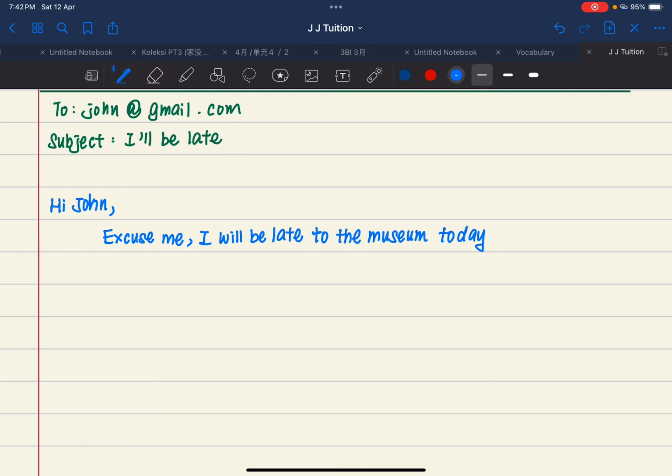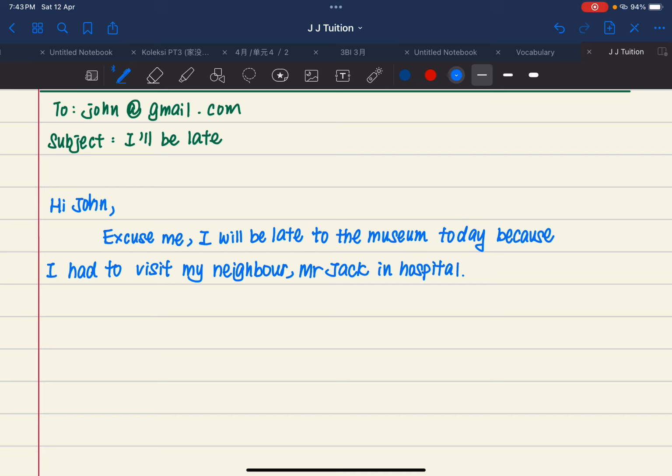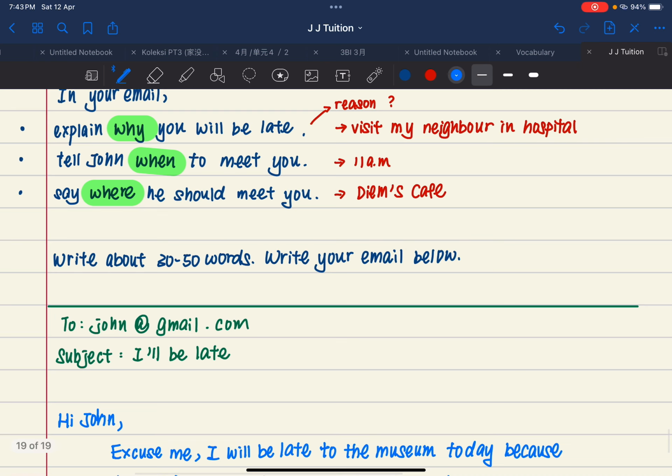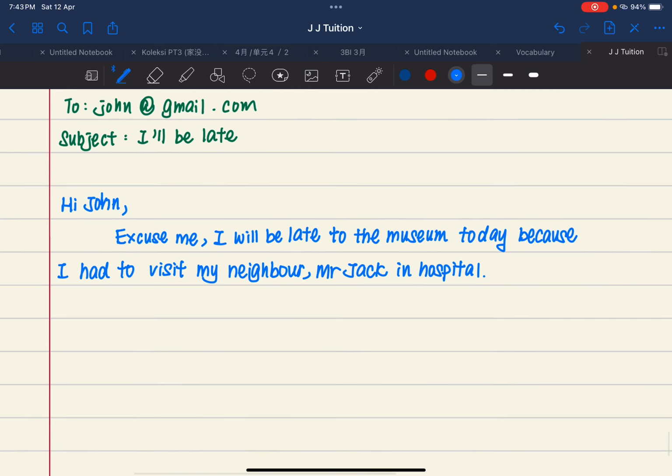Why? So just plug in our reason. Use the linker, the word because. Why are you going to be late? Because I had to visit my neighbor. Give us a name, for example, Mr. Jack in hospital. So in our first sentence, we already mention the reason, and then we already answer the first point that the question needs, why you will be late. So the answer will be I had to visit my neighbor in hospital.